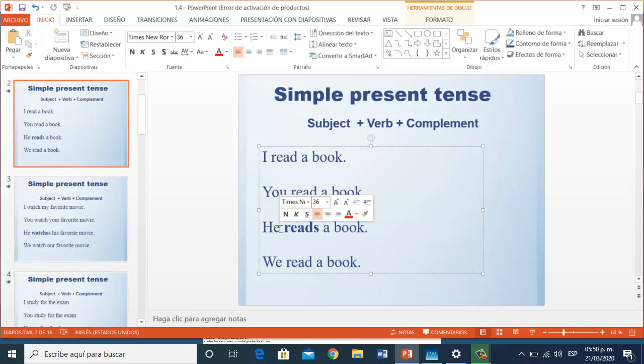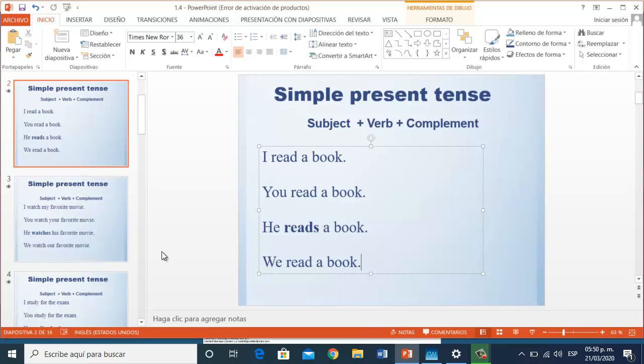This is he, she, or it. You usually have to add an s at the end of the verb, or an es, or convert the y into an ies. For example, here it says, I read a book. Here, you read a book. And here we read a book. And if you can see, as I already said, the verb doesn't change. But in here, with the subject he, he reads a book, it does change.